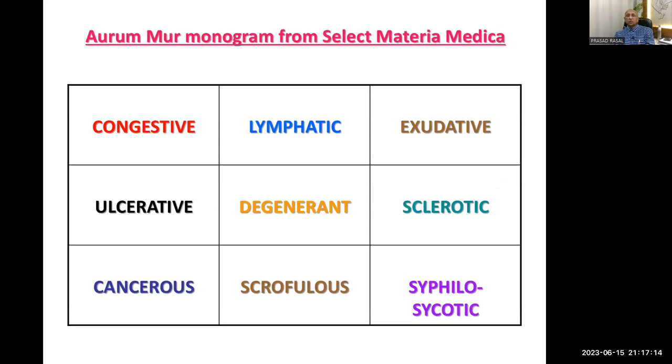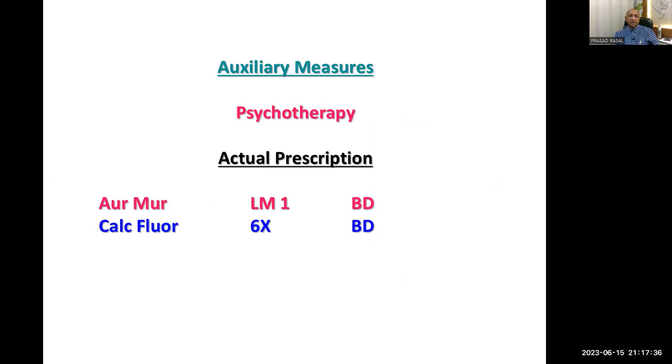Aurum muriaticum: if you open the Select Materia Medica by Dr. Ajit Kulkarni, this is the monograph which he has mentioned about Aurum muriaticum. Aurum muriaticum is congestive, lymphatic, exudative, ulcerative, degenerate, sclerotic, cancerous, scrofulous, atypical, syphilitic, sycotic. And this is the picture.